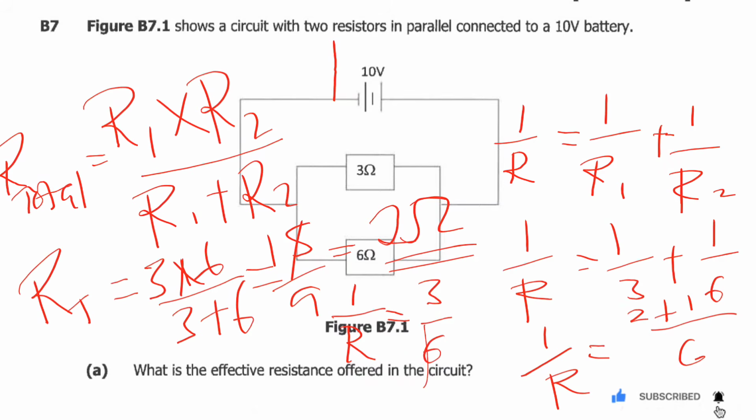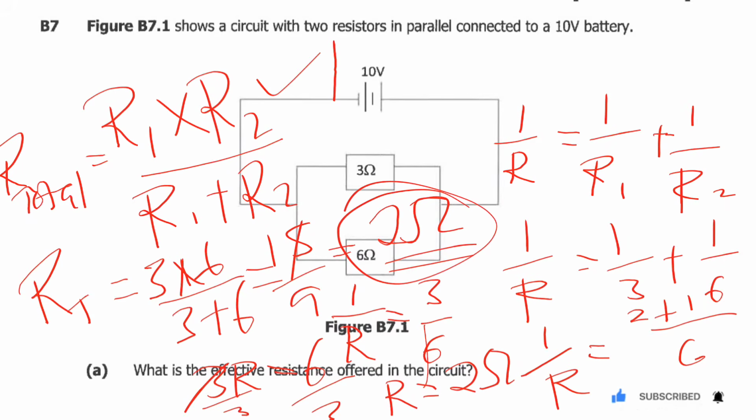Then you cross multiply: 3R equals 1 times 6, which is 6. Divide both sides by 3, then R is 2 ohms, which is the same as the first answer. The first formula is simple and straightforward, but when you have more than 2 resistors, like 3 or 4, use this one, because you add 1 over R2, 1 over R3, and so on. So that is the answer to the first one.